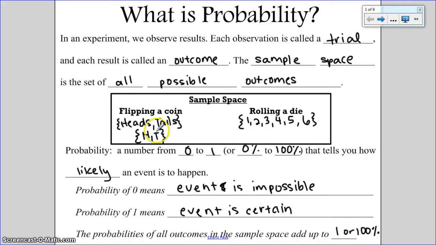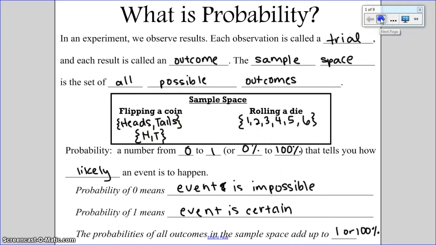Same thing. So for example, if we look at the sample space of flipping a coin, we know, just from our previous knowledge, that the probability of getting heads is 50%, and so is the probability of getting tails. So when we add up all the probabilities of all the outcomes in the sample space, we get 50% plus 50% is 100%.